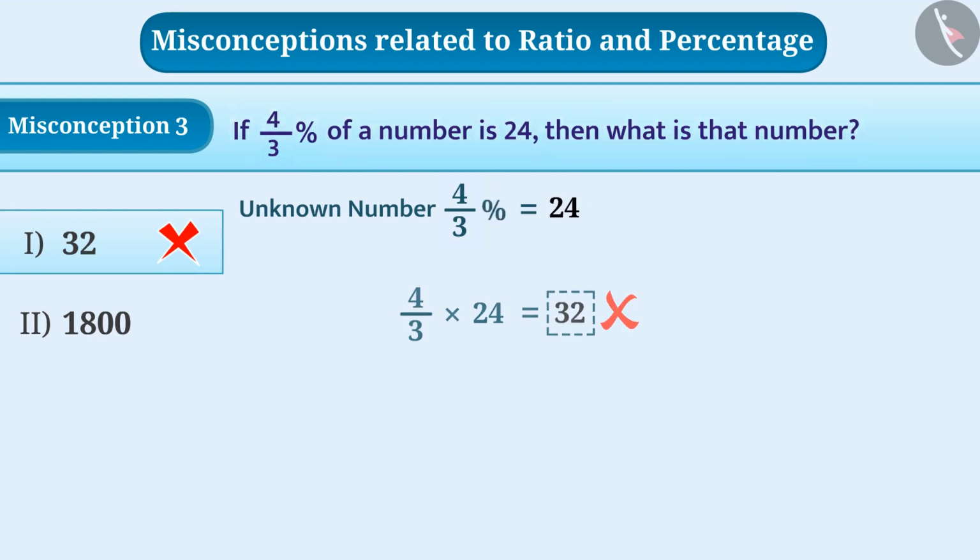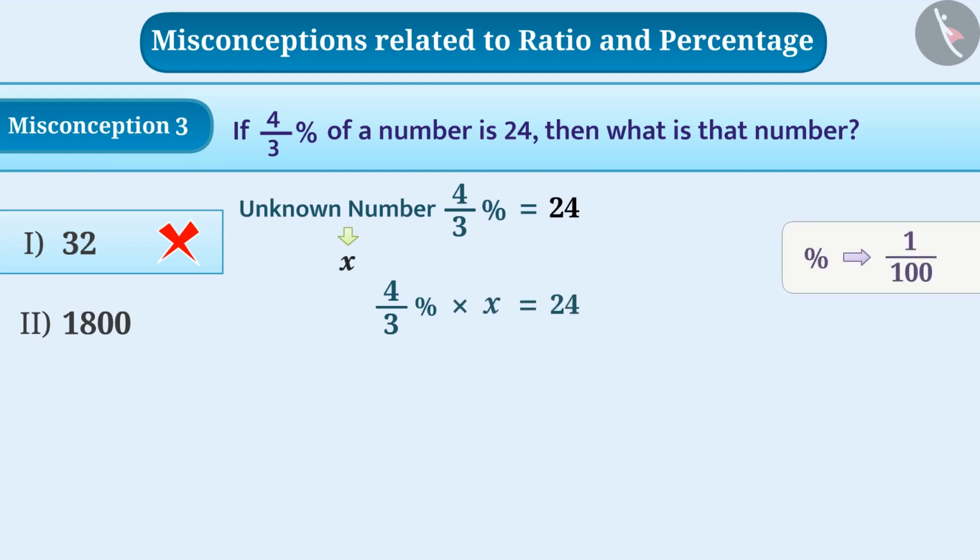Here, we have to find out the number whose 4 by 3% is 24. Suppose the unknown number is x, then we can say that 4 by 3% of x is equal to 24. Since the meaning of percent is 1 by 100, we can write 4 by 3 multiplied by 1 by 100 multiplied by x is equal to 24.